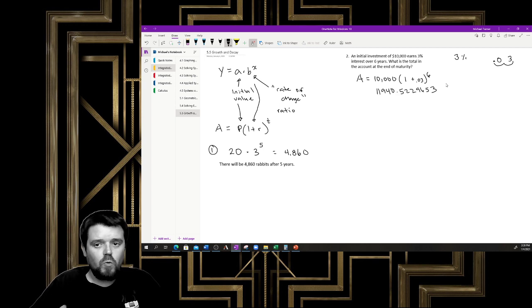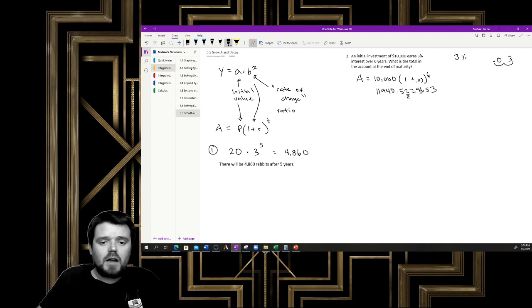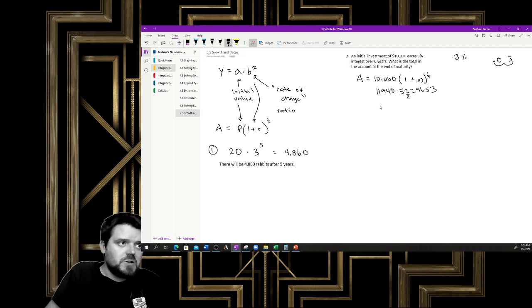And so when you're rounding, you should be rounding to the nearest cent, right? 100 cents in a dollar. So I want to round to the hundredths place because I'm talking about money. So it's very important to pay attention to the context of the word problem. So the correct answer here would be $11,940.52. That is my correct answer.